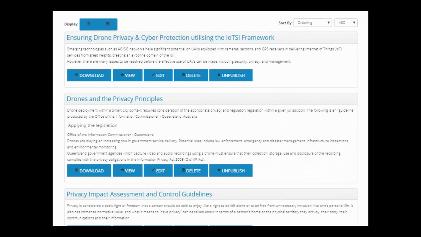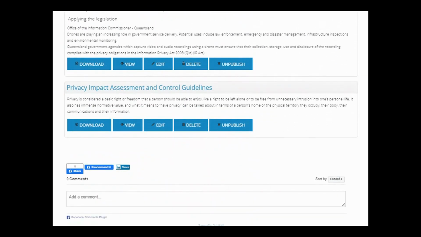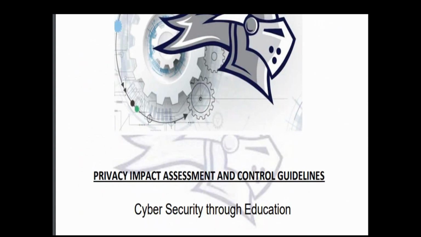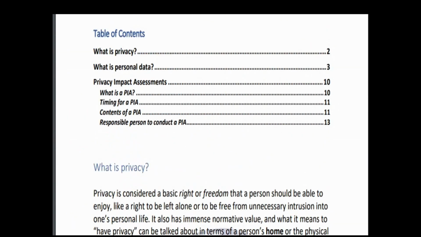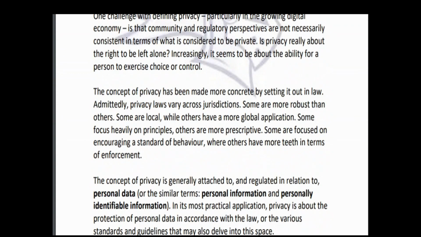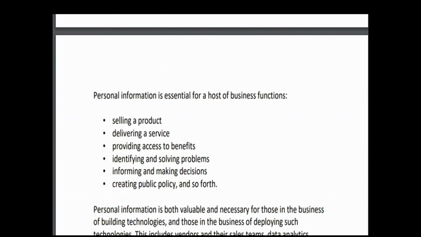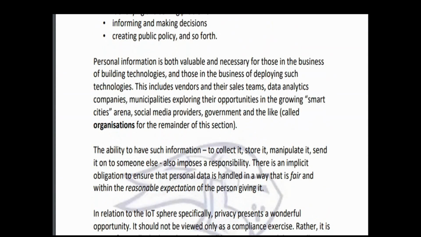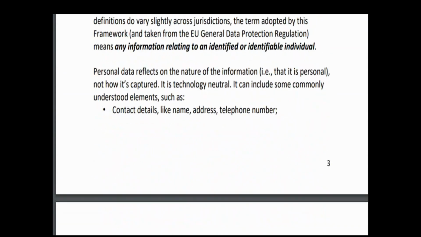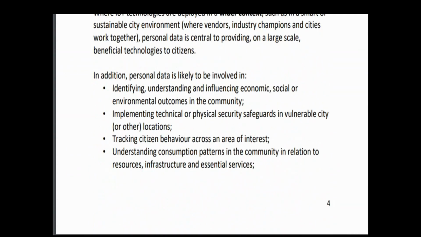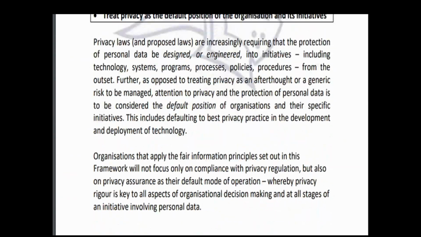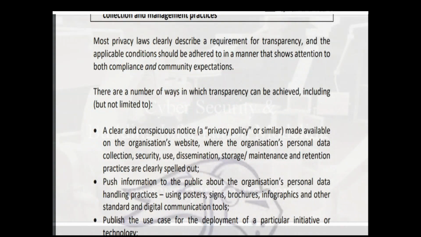Privacy and data protection. Privacy is considered a basic right or freedom that a person should be able to enjoy, like a right to be left alone or to be free from unnecessary intrusion into one's personal life. It also has immense normative value, and what it means to have privacy can be talked about in terms of a person's home or the physical territory they occupy, their body, their communications and their information.